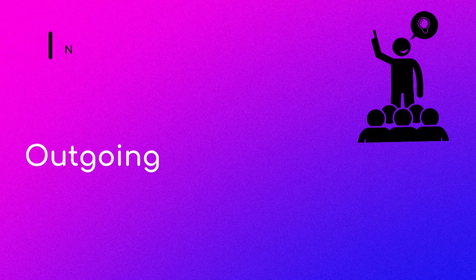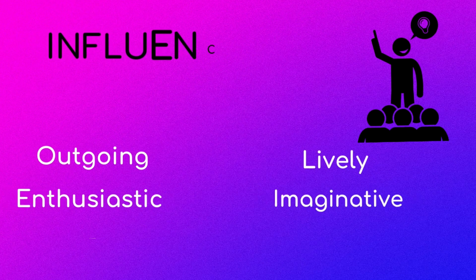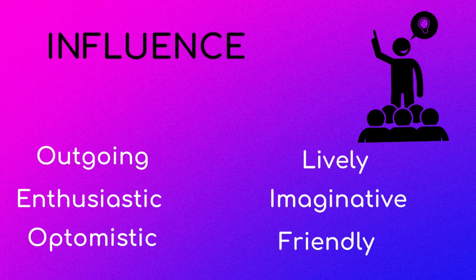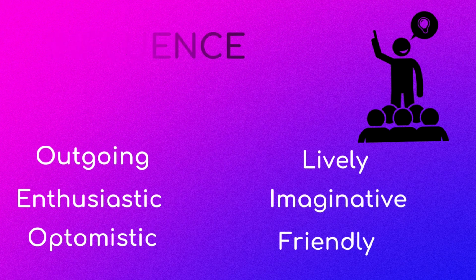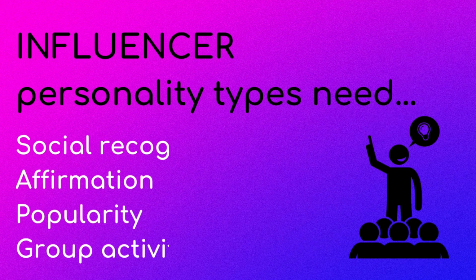Let's move on to look at influence. If you fitted into this category, then chances are you're outgoing, enthusiastic, optimistic, lively, imaginative and friendly. And what does an influencer personality type need? They need social recognition, affirmation, popularity and group activities.